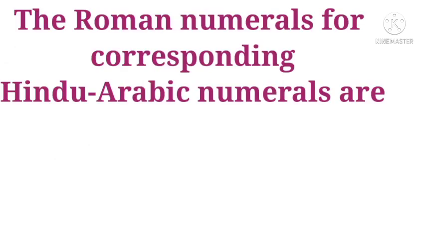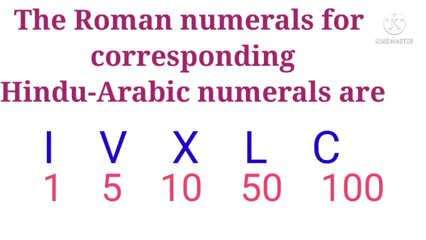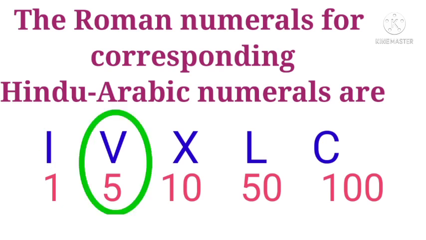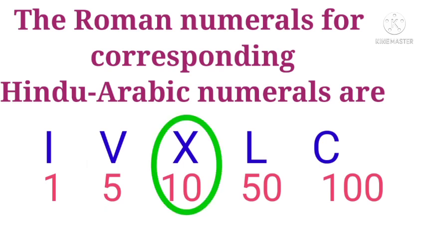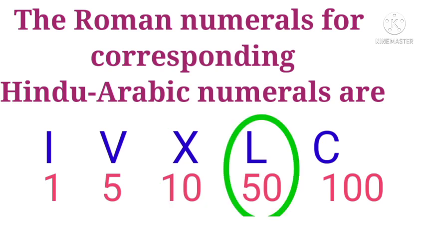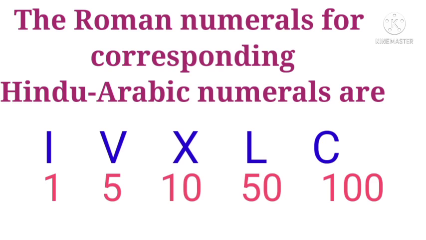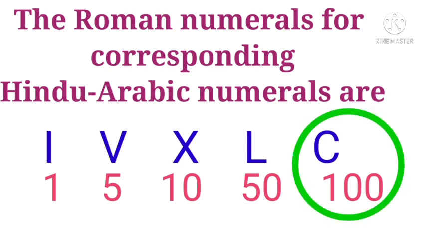The Roman numerals for corresponding Hindu-Arabic numerals are I, which represents 1 in Hindu-Arabic numeral, V, which represents 5, X, which represents 10, L, which represents 50, C, which represents 100 in Hindu-Arabic numeral.